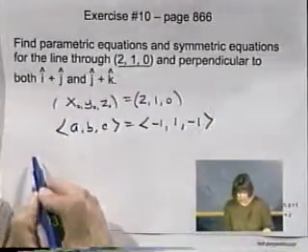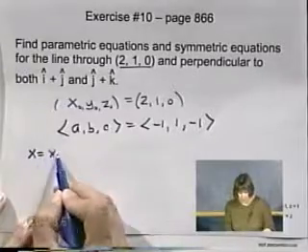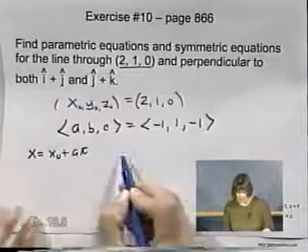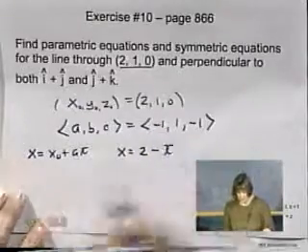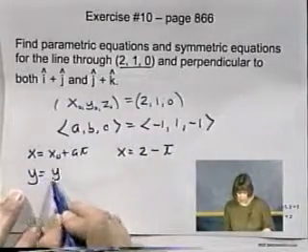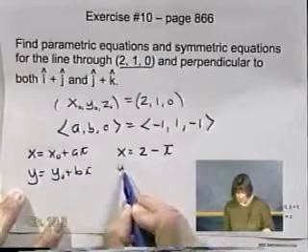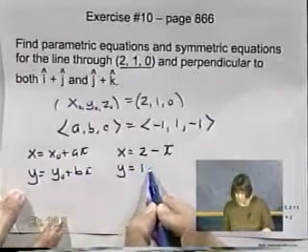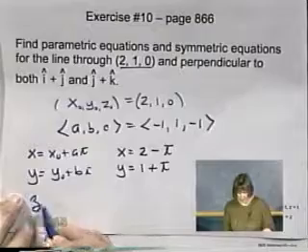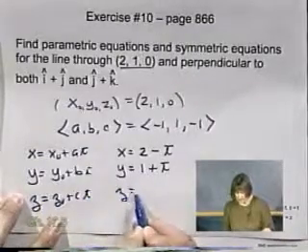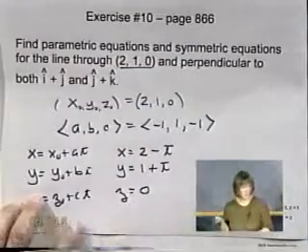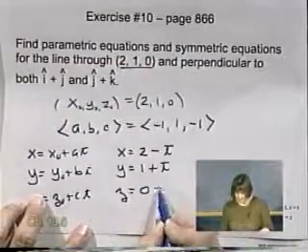So now my equations are going to be x equals x naught plus at. So I'm going to have x equals 2 minus 1 times t. y equals y naught plus bt, so y equals 1 plus t. And z equals z naught plus ct. z equals 0, which you shouldn't really write, but we'll do for right now, minus t.